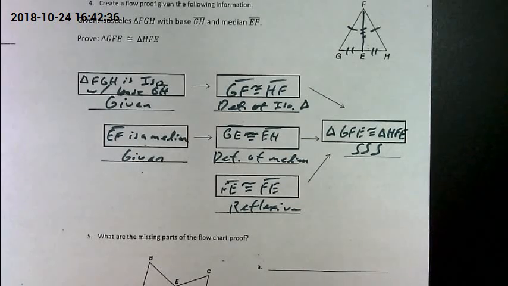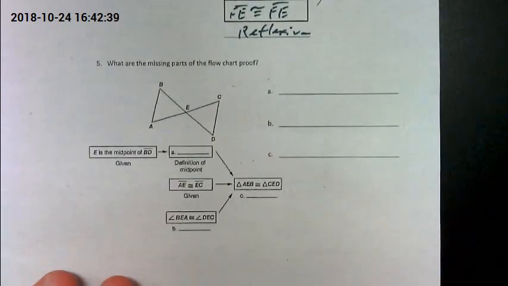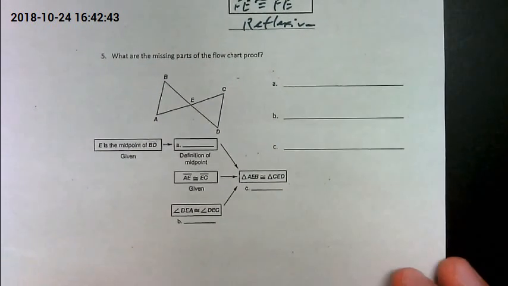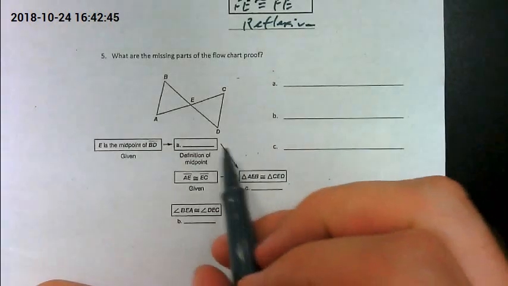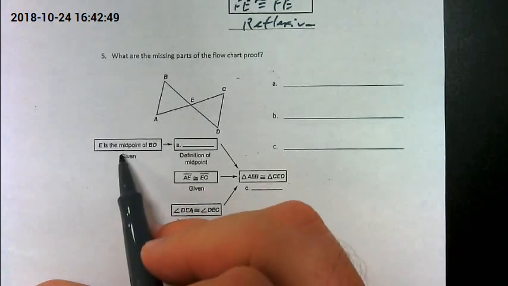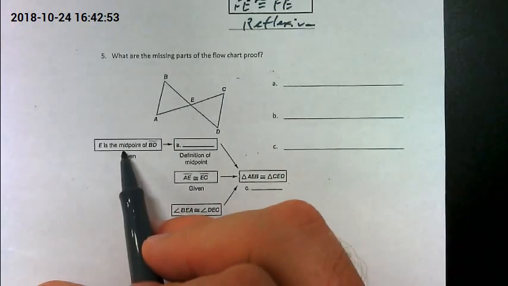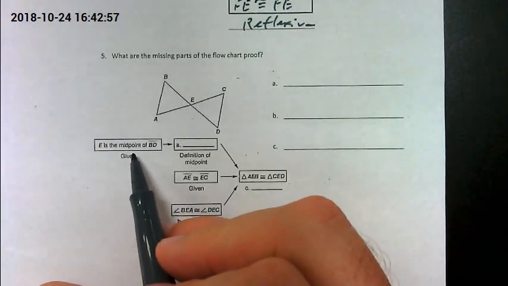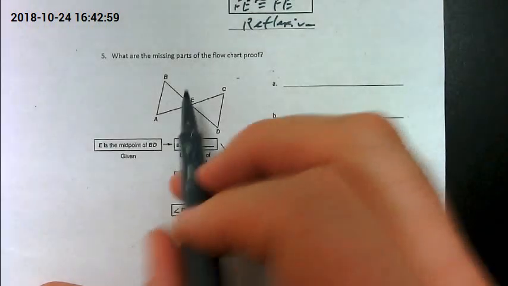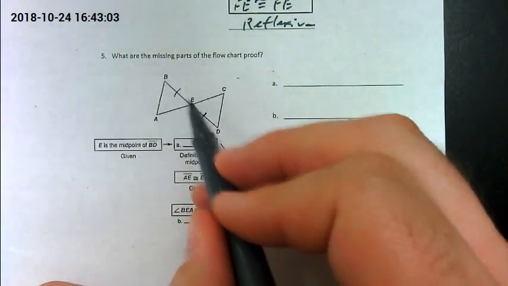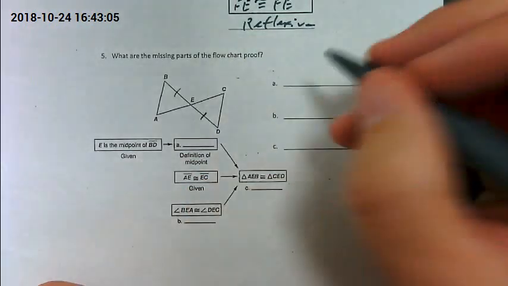All right. On number 5, what are the missing parts of the flowchart proof? So, on here, you have 3 things missing. First off, this tells you that you have the definition of midpoint based on this statement. So, what do you know about midpoint? Midpoint bisects into 2 congruent segments. So, BD is being split into 2 congruent segments. BE is congruent to DE.